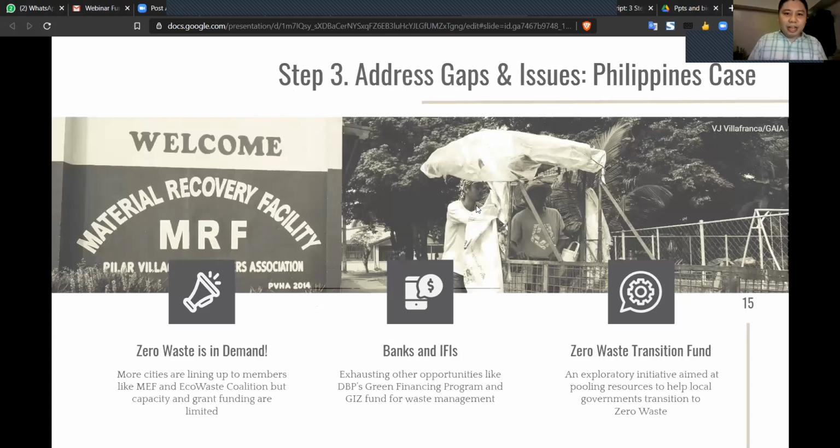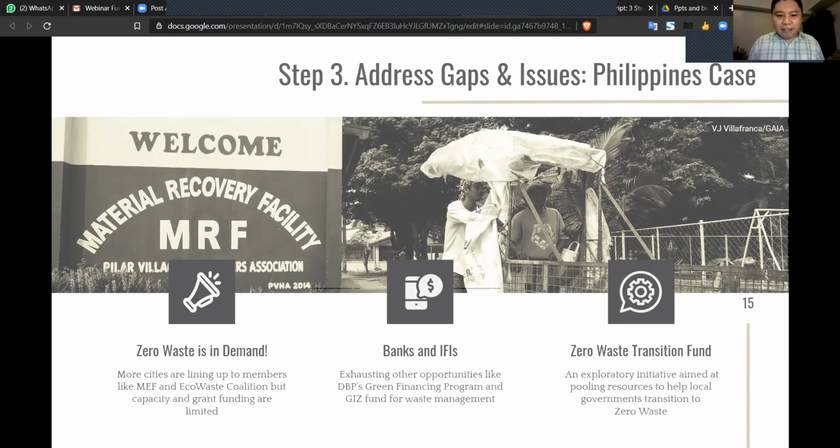In the Philippines, I guess my last slide would be this. It's actually encouraging that we're seeing a lot of cities lining up to groups such as Mother Earth Foundation and EcoWaste, but we can in a way only fund a small fraction of cities because this funding, of course, is available through grants, and they're very limited. But it's encouraging to note that a lot of cities realize that there's benefit in doing zero waste in their own localities.